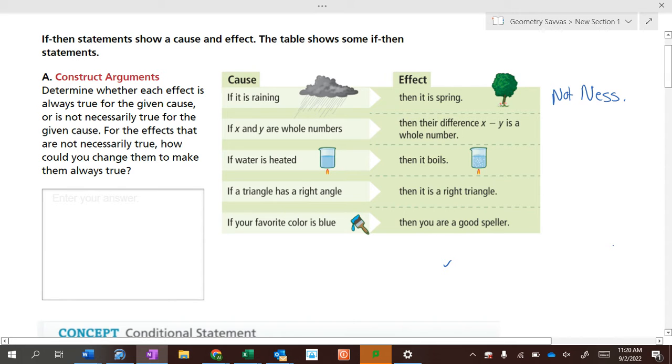If it's raining, then it's spring. That's not necessarily true. If it's raining, then it's cloudy outside. That would be a true statement. That would be fairly necessarily true.